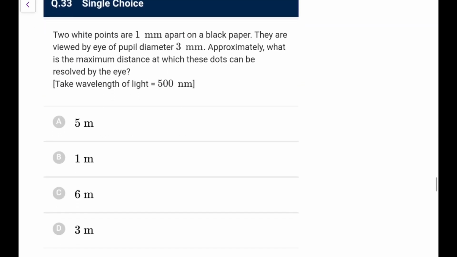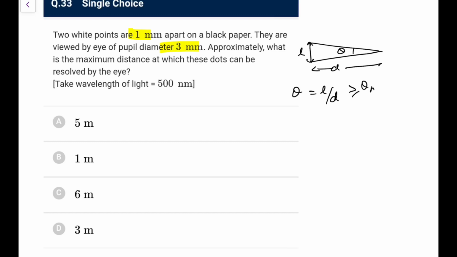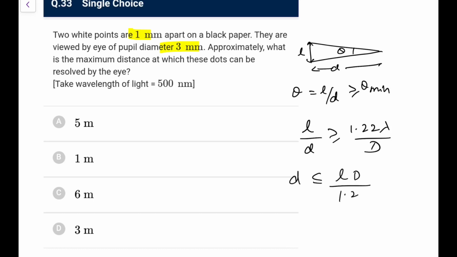Next, two white points are 1 millimeter apart on a black paper, viewed by an eye of pupil 3 mm. What would be the maximum distance at which these dots can be resolved? Again, this is a repeated one. Let's say the separation between them is L, that is given, and let's say this distance be D. So the angle subtended, theta, that is equal to L by D, that should be greater than or equal to theta min, which is 1.22 lambda by d, that you all remember. So the value of D would be less than or equal to L d upon 1.22 lambda.